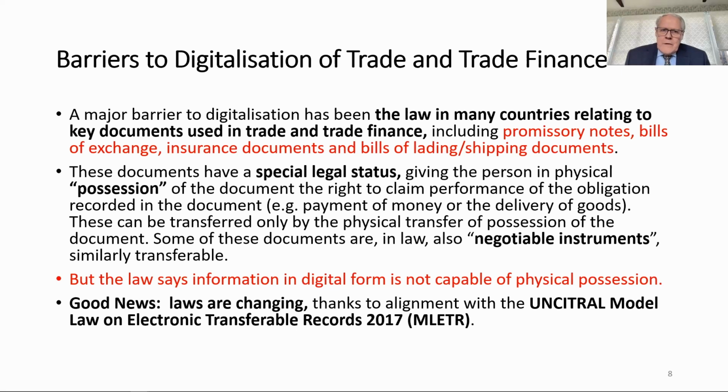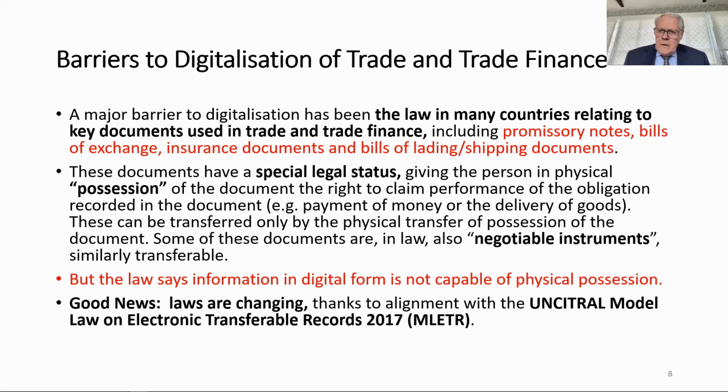Indeed, the practice became that very important documents in trade and trade finance, and those are the documents indicated in red on this slide in the first bullet point: promissory notes, bills of exchange, insurance documents, bills of lading, and shipping documents. Many of these have to be by law in paper form, because those documents were very special documents.